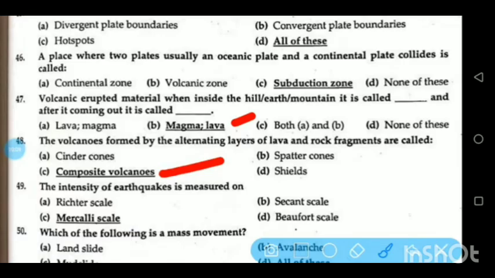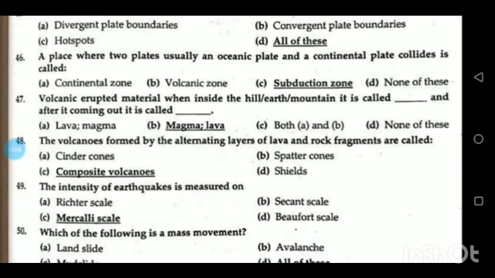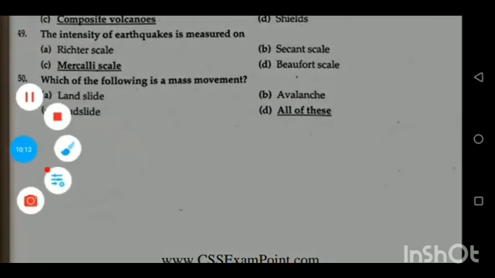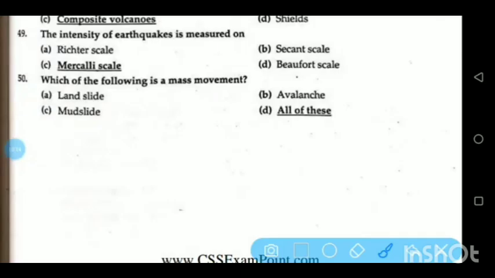The intensity of earthquakes is measured on the Mercalli scale. Which of the following is a mass movement? All of these: landslide, avalanche, and mudslide.